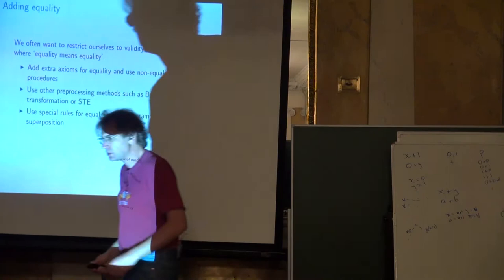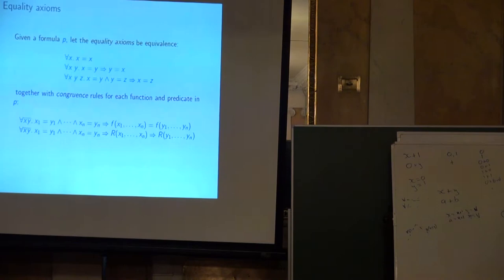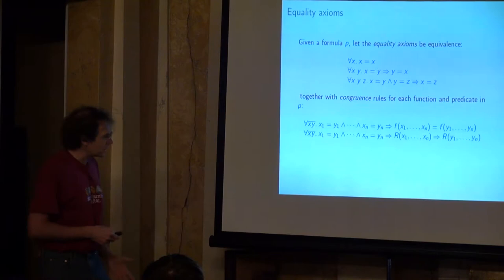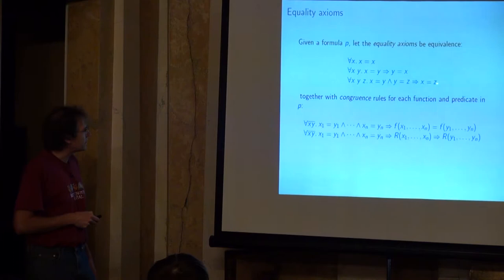So by far the conceptually simplest way is to add equality axioms. You can basically tell the first order prover everything it needs to know about equality. And what does it need to know about equality? Well, basically that equality is reflexive, symmetric, transitive, and it's a congruence relation for every function symbol.